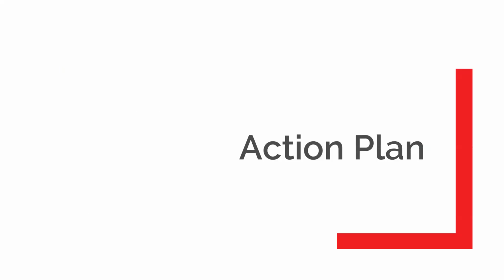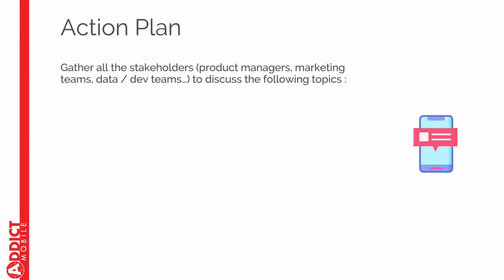So what's the action plan? The action plan, first and foremost, is to gather all the stakeholders on this topic. It can be product managers, marketing teams, data teams, dev teams, whoever will be impacted by this topic should be there because it's so important. So with all the team, think about the following topics.